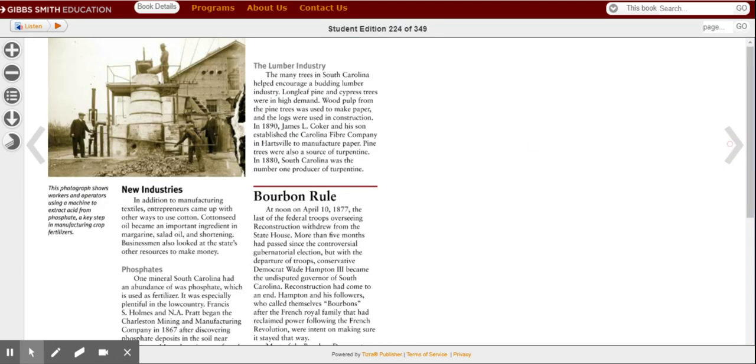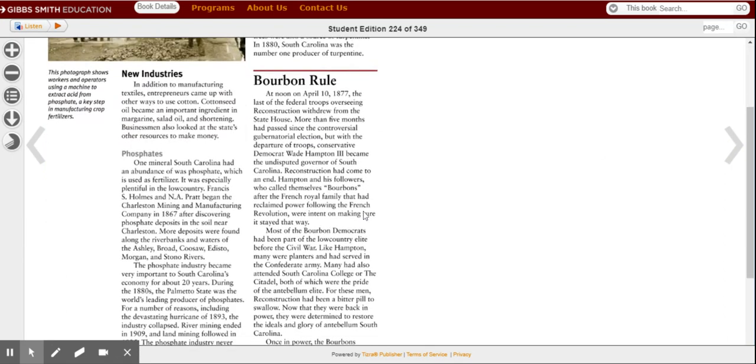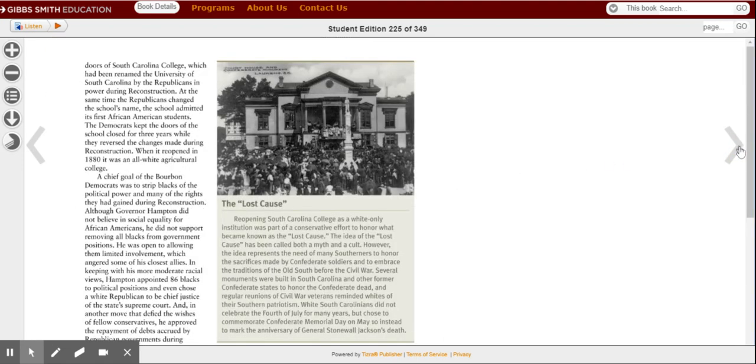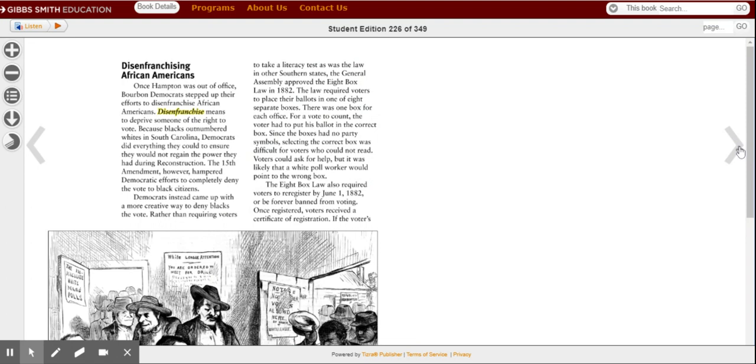All right. So Bourbon rule. At noon on April 10th of 1877, the last of the federal troops overseeing Reconstruction withdrew from the State House. All right. And then the Bourbon Democrats had been part of the Lowcountry elite before the Civil War, and they sought to take power again. Okay. So let's keep moving along.